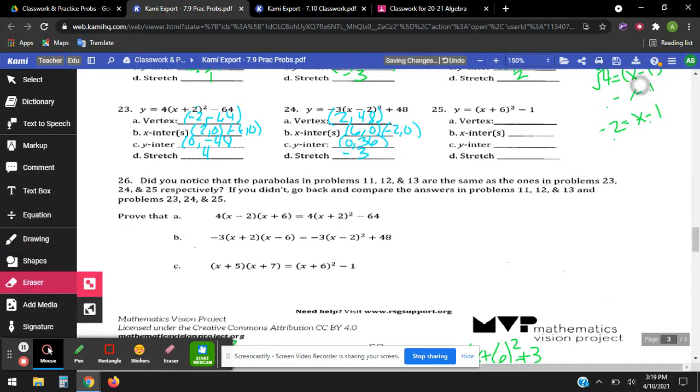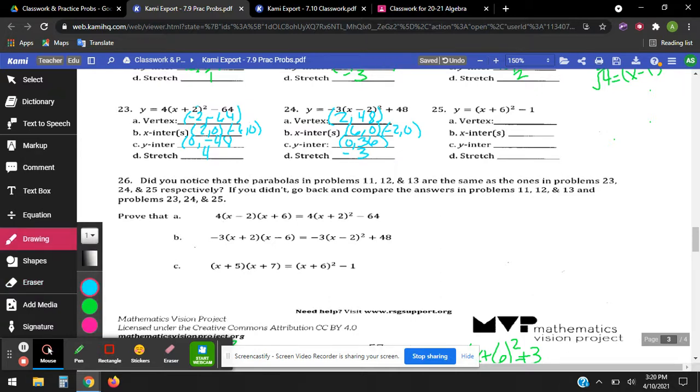I can actually erase this a little bit over here, and then I can use the space for this guy. Okay, not as much work since we've got no stretch. Okay, so our vertex in this case is negative 6, negative 1. Our y-intercept is 6 squared is 36, minus 1 is 35. And stretch is 1. Okay, so 0 equals x plus 6 squared minus 1.